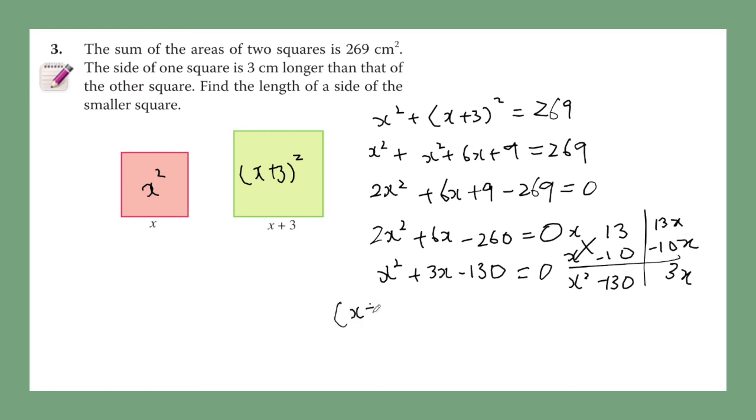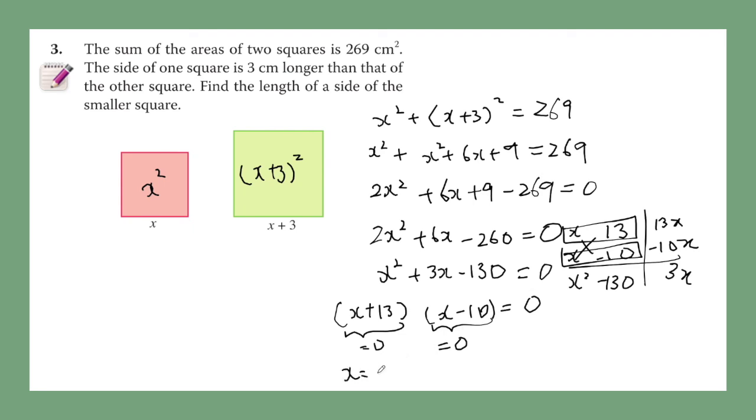Alright. So what you have is x plus 13. This is what you want. And x minus 10. Therefore, because it is equal to 0, I can safely assume that either this bracket equals to 0 or this bracket equals to 0. So x is equal to negative 13 or x is equal to 10.